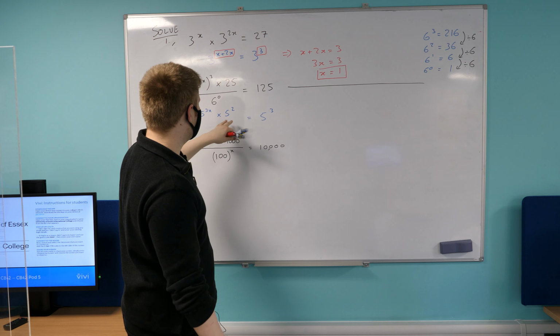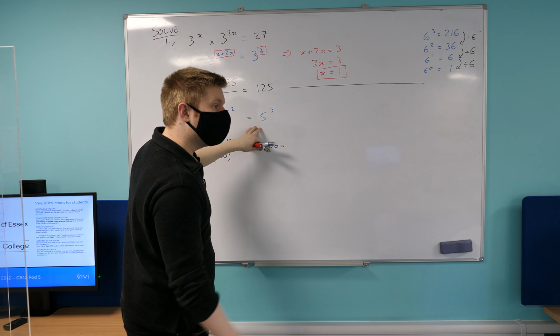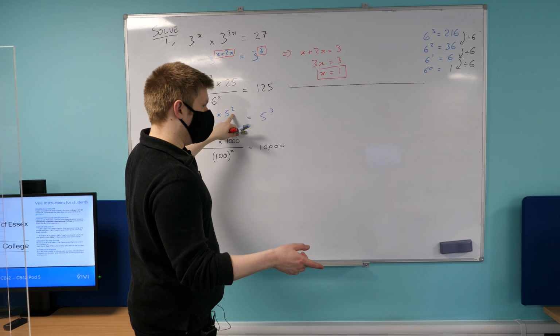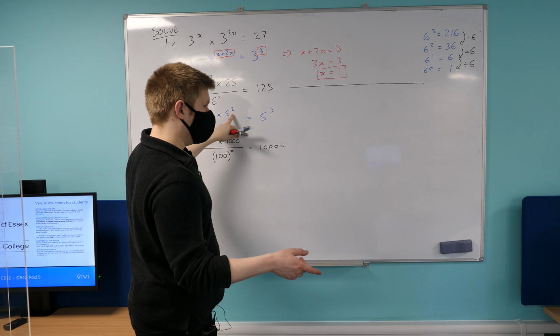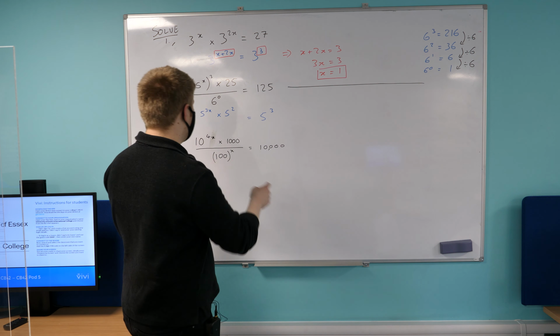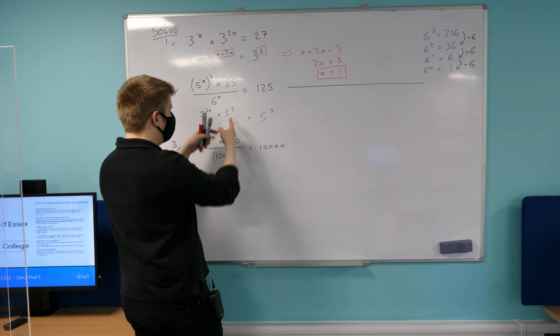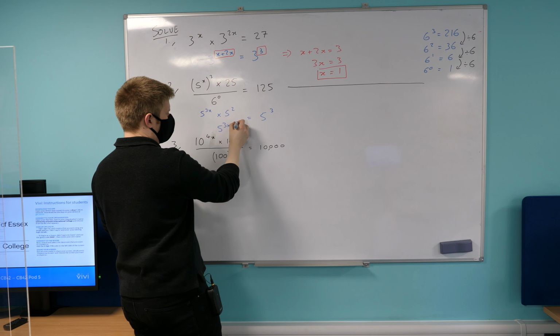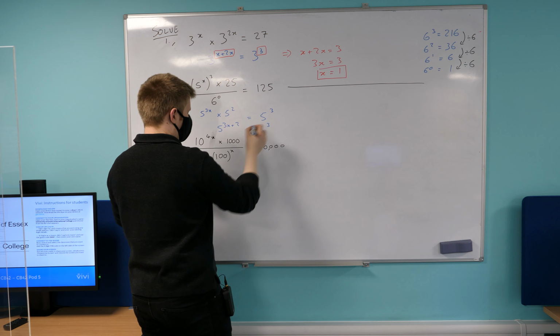5 to the power of 3x times by 5 to the power of 2. What do you do to the powers when multiplying? You add them. Yeah, so 3x add 2. Good. 5 to the power of 3x plus 2 equals 5 to the power of 3.